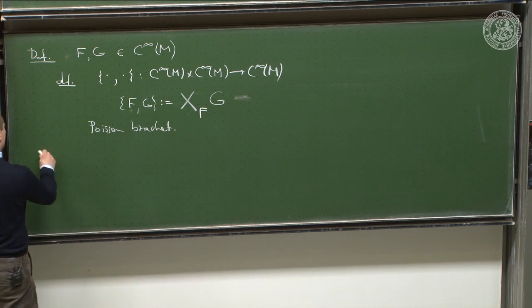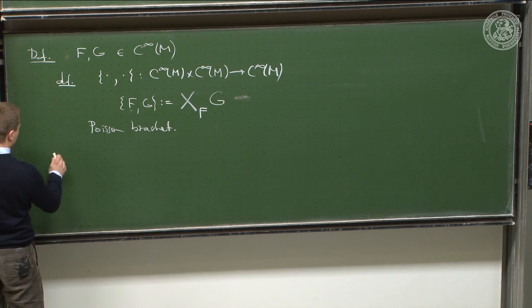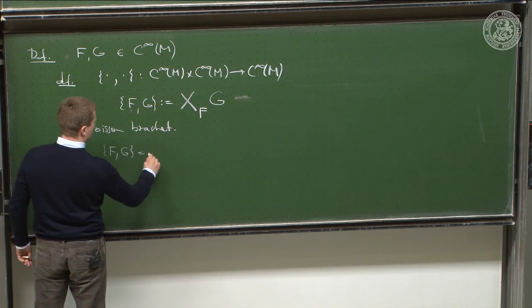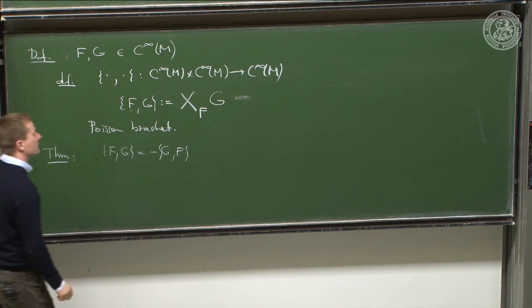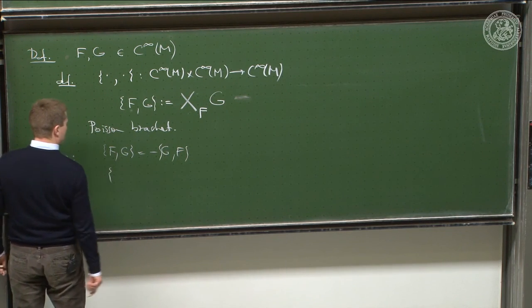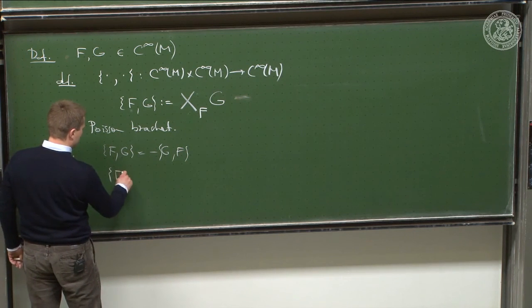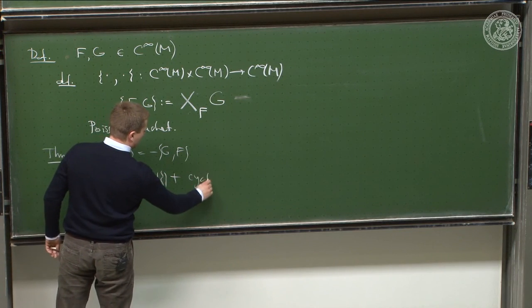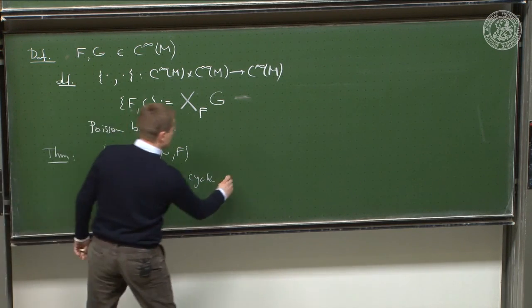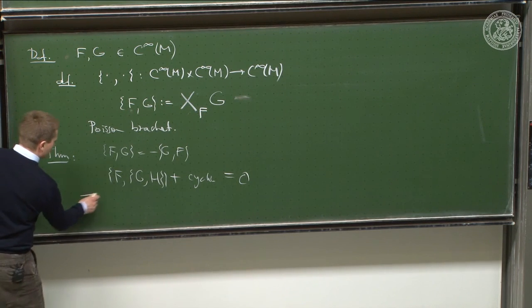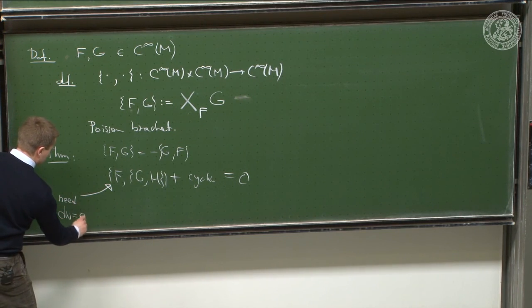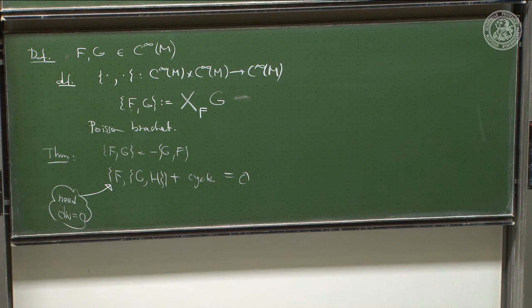Poisson bracket. And the properties, well, theorem, but it's not much of a theorem. The properties are that {F, G} is minus {G, F} because of the omega symmetries. And the other property that's important for us at the moment is the Jacobi identity: {F,{G,H}} plus, and you rotate those cyclically, is 0. But in order to prove this, you need to use that omega is closed. Otherwise, you don't get the Jacobi identity.